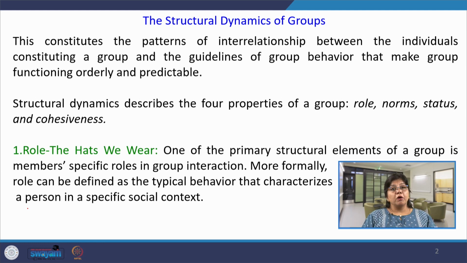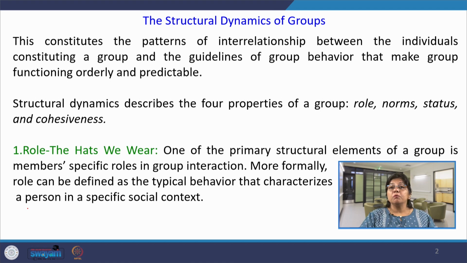So, if we talk about the first property of the structural dynamics of groups, that is role, it refers to the hats that an individual wears. It is about the specific roles that are assigned to an individual and how he performs. Now, performance is completely based on skills, competencies, knowledge and abilities, right. But at the same time, these roles also help us understand the intricacies of the role that has to be performed in terms of behavior.